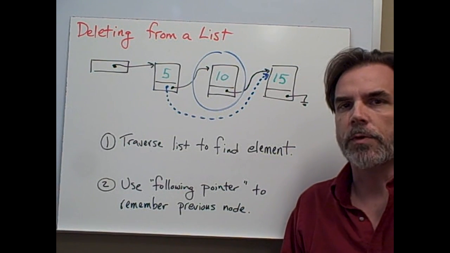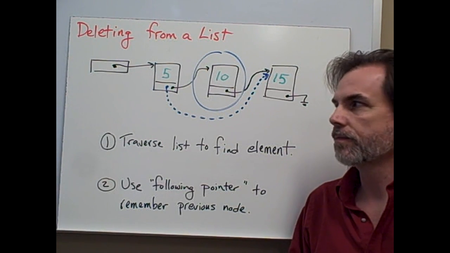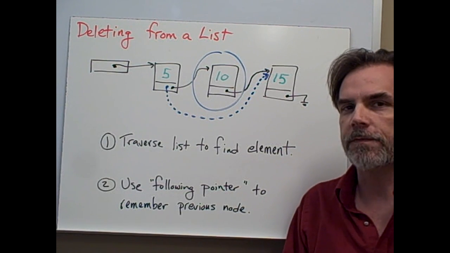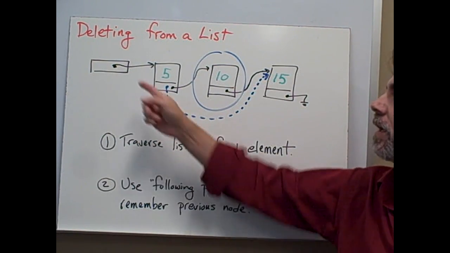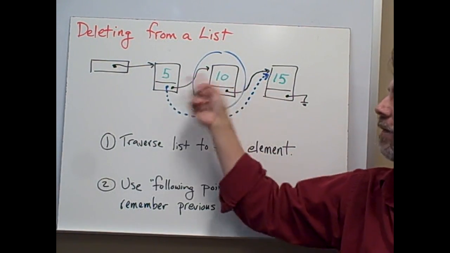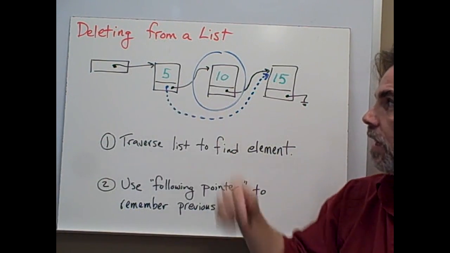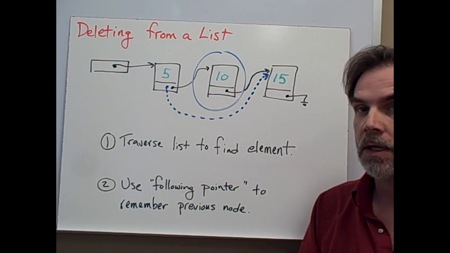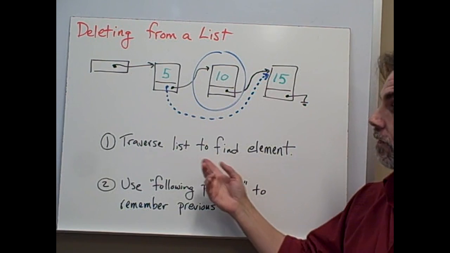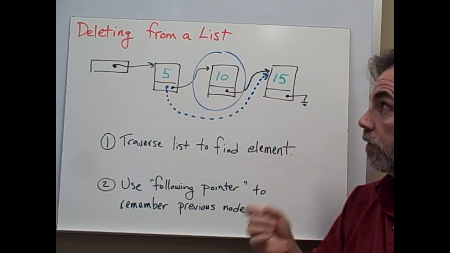Let's discuss how to remove an element from a list. First we have to find the node that we want to remove. So we're going to traverse the list. We're going to use some criteria to figure out what it is. Is it the first element? Is it the last element? Is it an element that matches a particular value? That's going to vary depending on what we're trying to do.